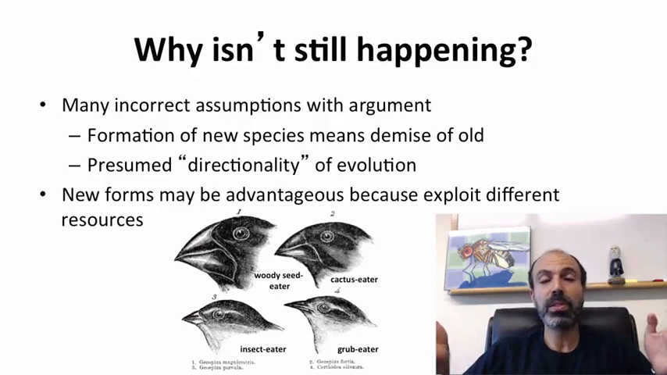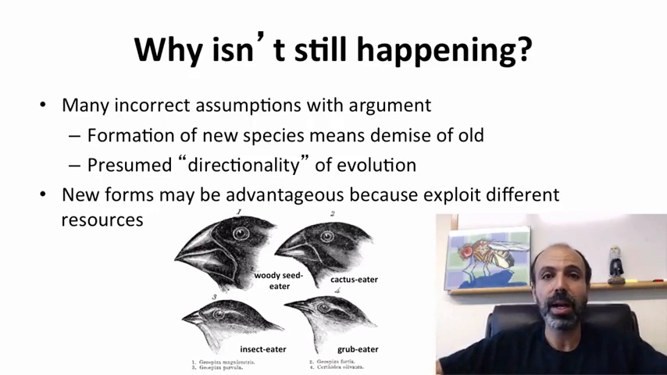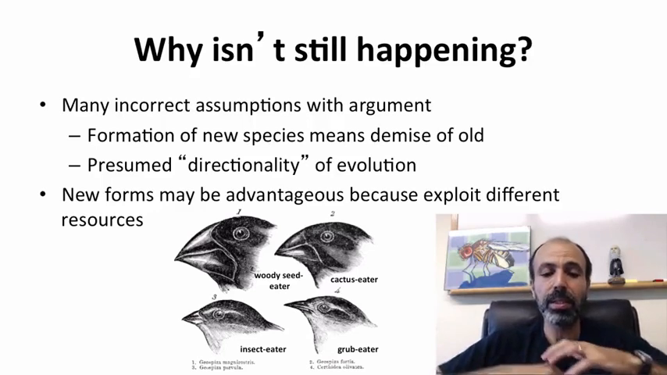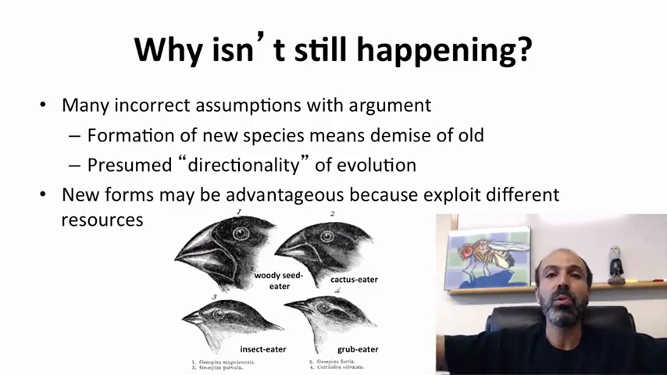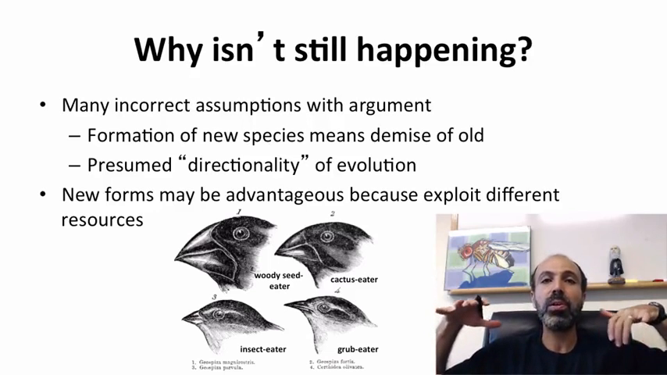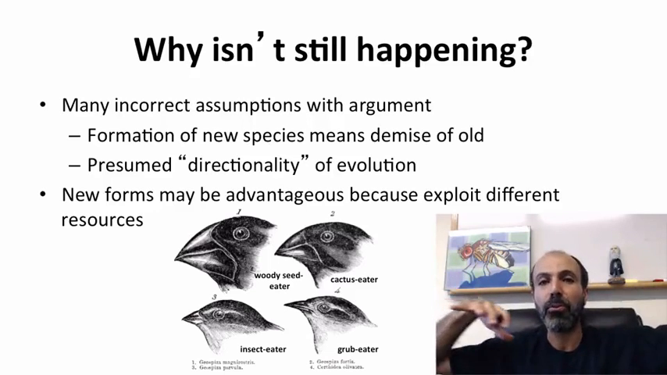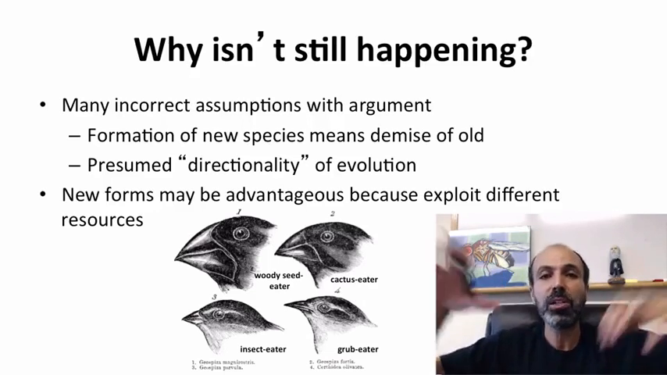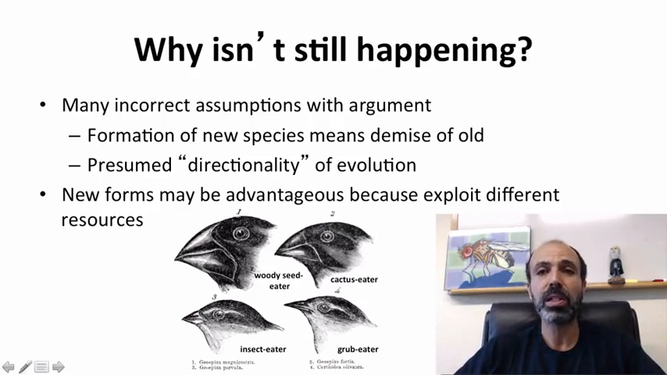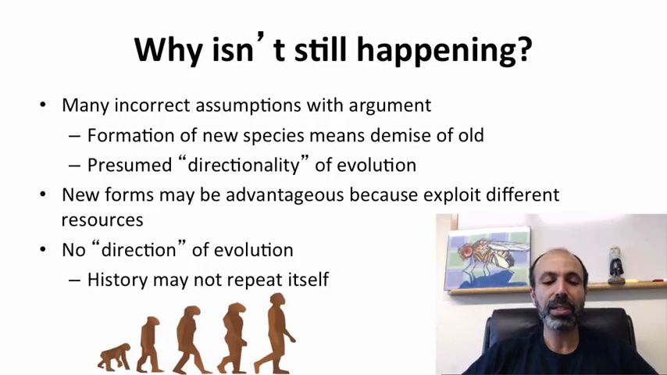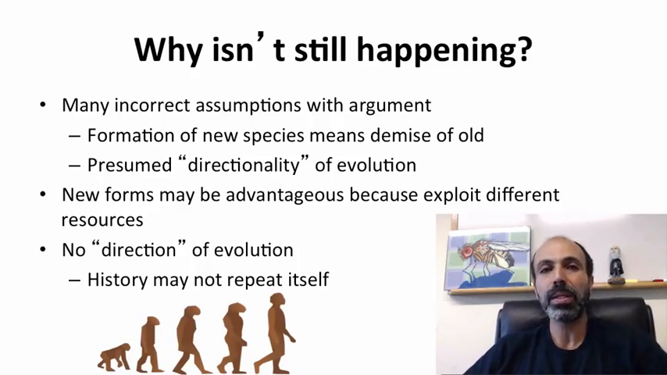Now, presumably there was some ancient finch which actually got to the Galapagos and diversified into all these different forms. But it was advantageous to go into all these different new resources. So it helps to have all the forms, right? There's an advantage to each of them. Okay, so it's advantageous because they can exploit these distinct resources. The other thing, as I mentioned, is there's no directionality of evolution. History may not repeat itself.